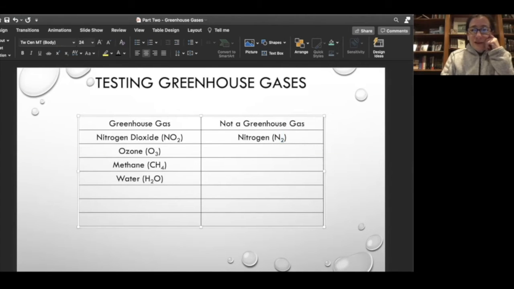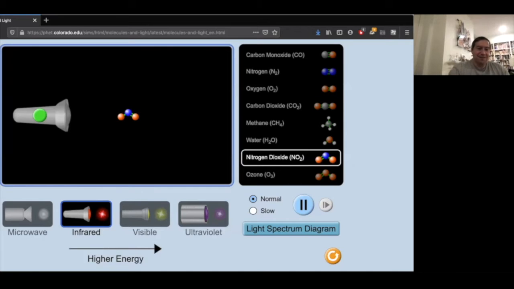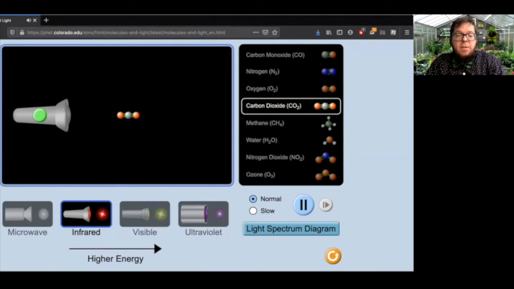We're getting near the end of the list now. Just a couple more. Let's see. What haven't we tried yet? Let me go back to my simulation. Somebody say carbon dioxide. CO2. Of course, CO2, right? I'll do this one because this is the big one. This is CO2. Look at that, right? Immediately absorbing and re-emitting infrared radiation. So CO2 is definitely a greenhouse gas.